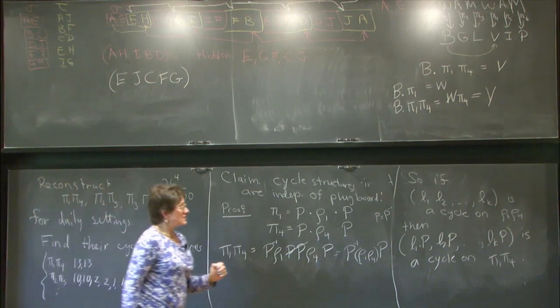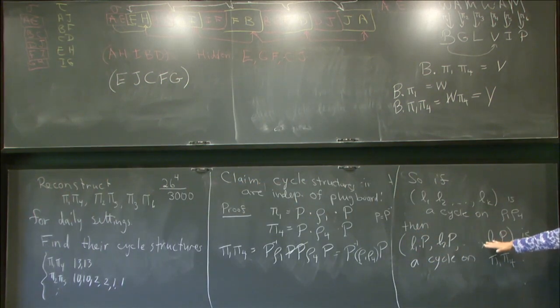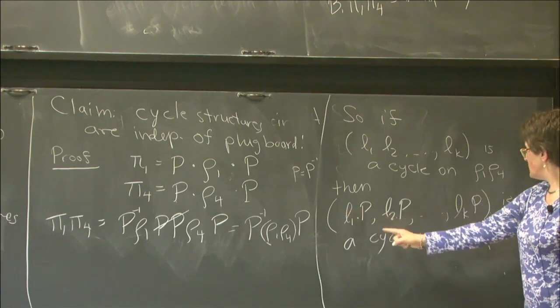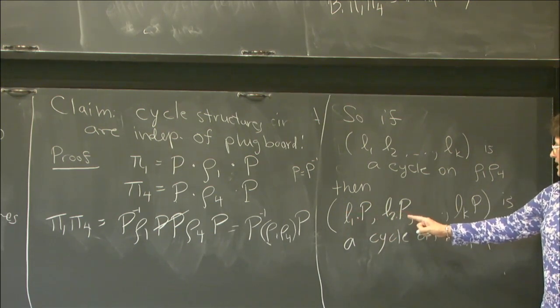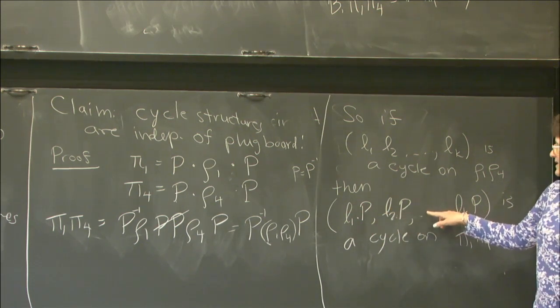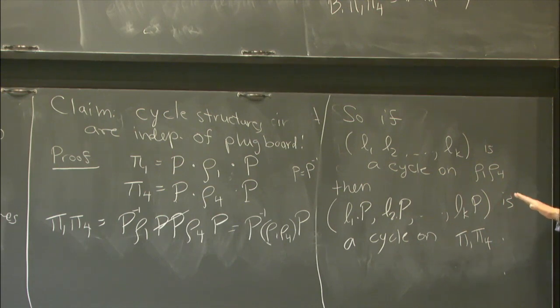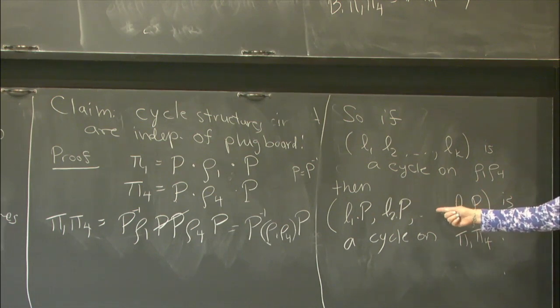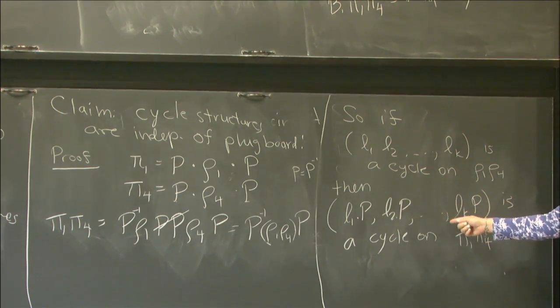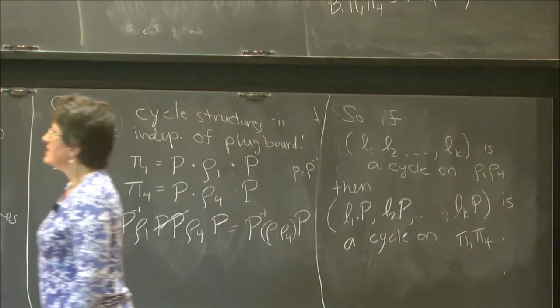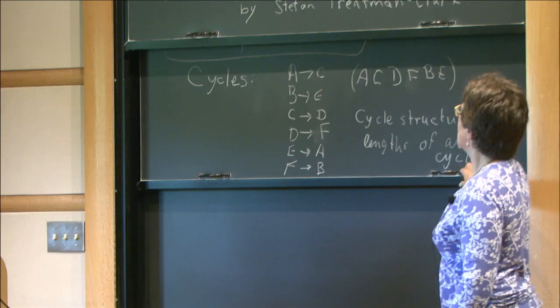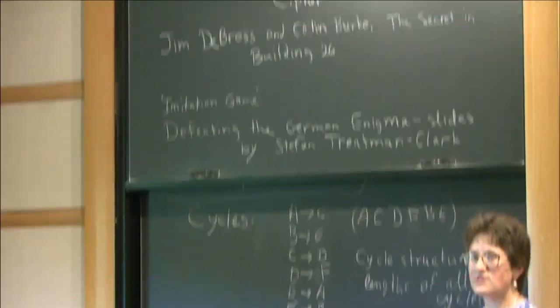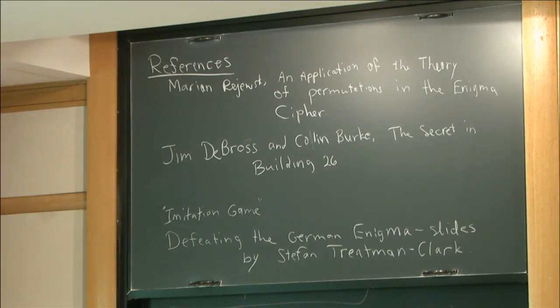Okay, I want to say one other thing: this observation means that you can actually start to set the plug board. When you've collected everything, what you're seeing in your Pi 1, Pi 4 is L1, L2 with the plug board attached. You're seeing something similar for Pi 2, Pi 5, and for Pi 3, Pi 6 using the same plug board, and that turns out to be enough information to figure out what the plug board is. If you're interested in learning about that, it's very nicely explained in my colleague's slides. His slides are available on the website.